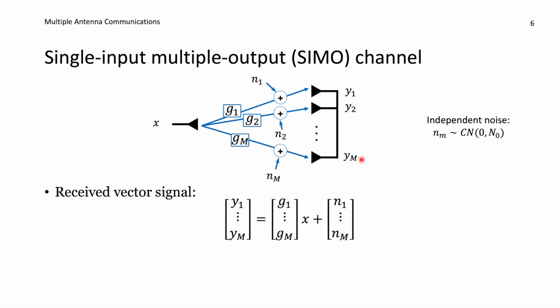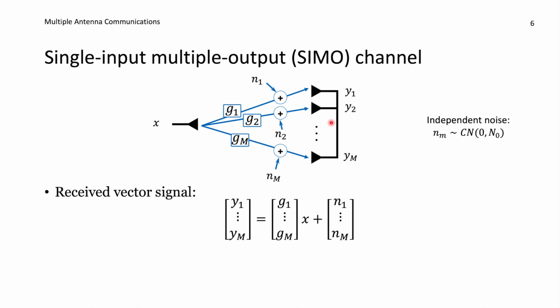For each of these antennas, we are applying the same system model as before. So when we are sending a signal X from a transmitter, to reach the first antenna, it's multiplied with the factor G1, which is the channel response to this antenna. We are adding noise N1, and then we get Y1.